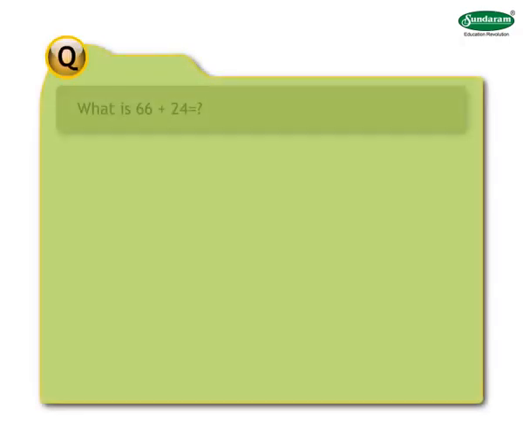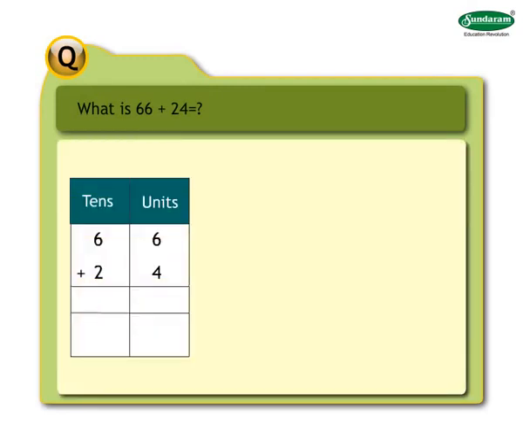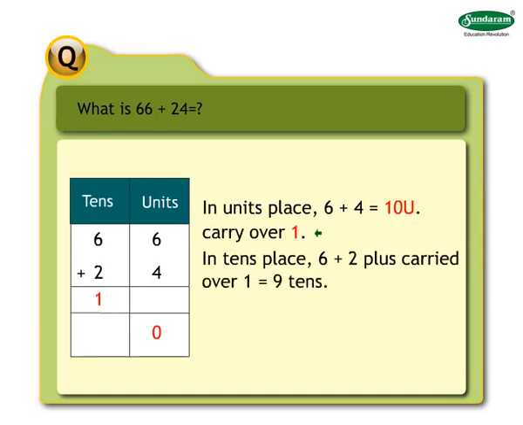Question. What is 66 plus 24? Solution. Place the numbers vertically. In units place, 6 plus 4 is equal to 10 units. Write 0 under units place. Carry over 1 tens to tens column. In tens place, 6 plus 2 plus carried over 1 is equal to 9 tens. Hence, 66 plus 24 is equal to 90.